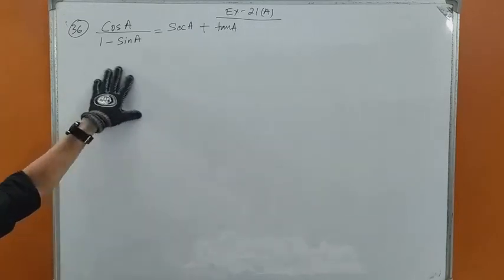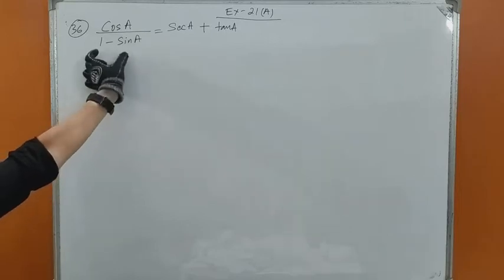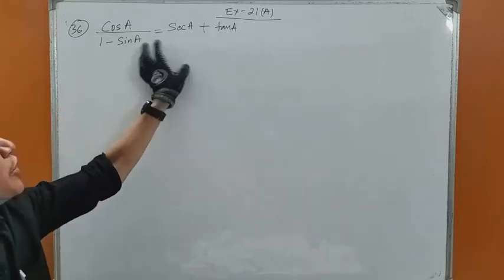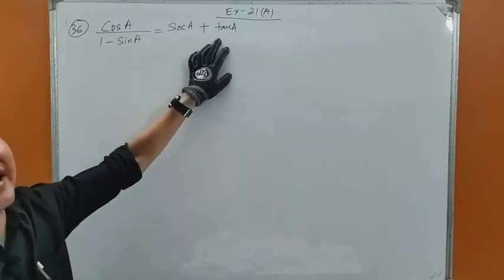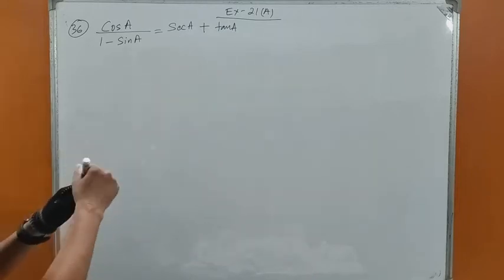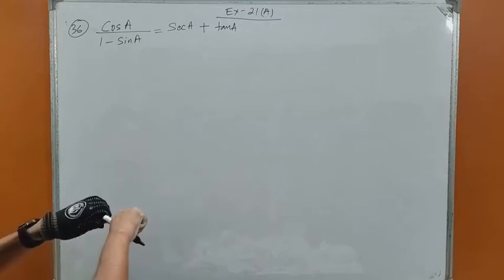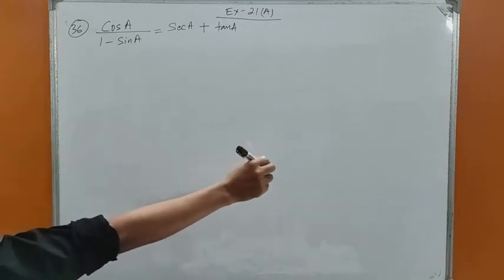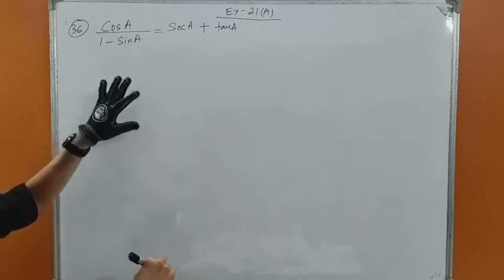Prove trigonometric identities. So we have cos A upon 1 minus sin A in the left hand side, and we are asked to prove this equals sec A plus tan A. Okay, so these sums are very simple. All you need is practice. When you practice, you will get the idea how to solve this type of problem.